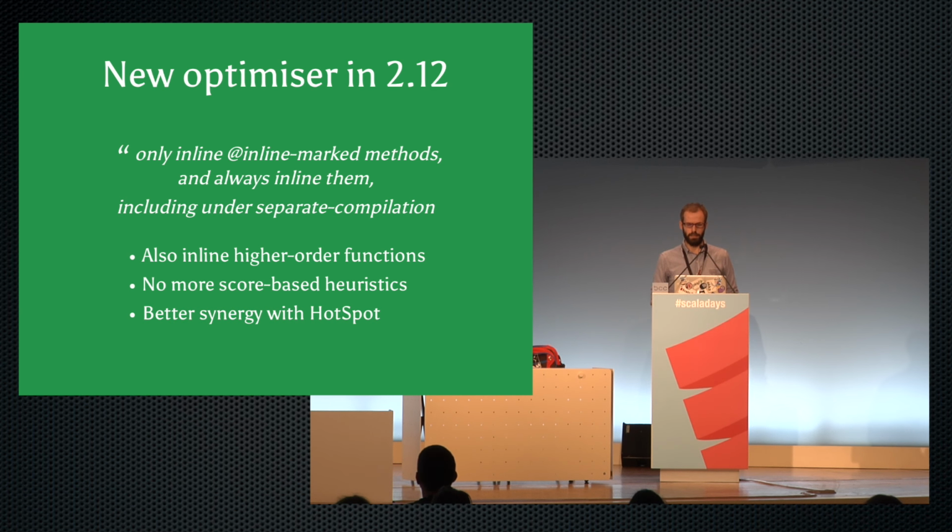So in 2.12, all of this changes. The aim is to make it a lot simpler, a lot more deterministic, so you can easily tell or predict whether the compiler is going to inline a certain piece of code for you or not. So the basic premise is only inline marked methods, and always inline them, including under separate compilation. So now there's no longer this split between your code that you're compiling now and your dependencies. And yeah, there's basically one rule. If you want to inline it, you annotate it with inline, otherwise you don't. So it no longer looks at the size of the methods or anything like that. But there is one other heuristic that it does, which is to inline higher order functions and closures.